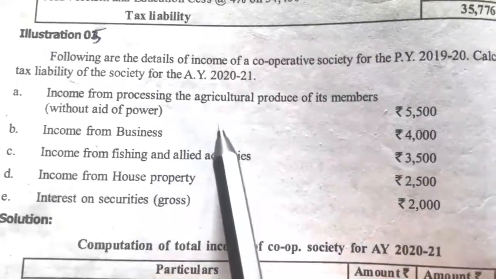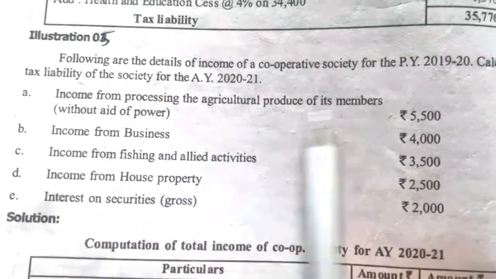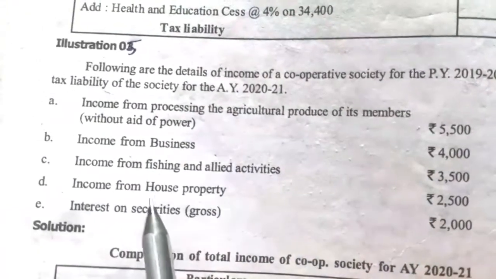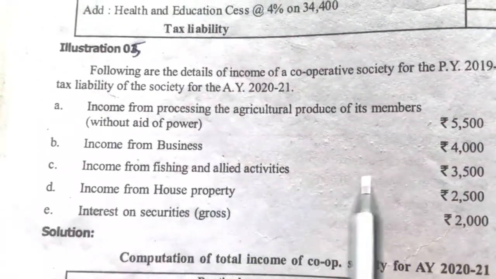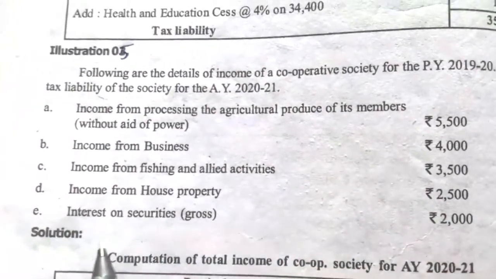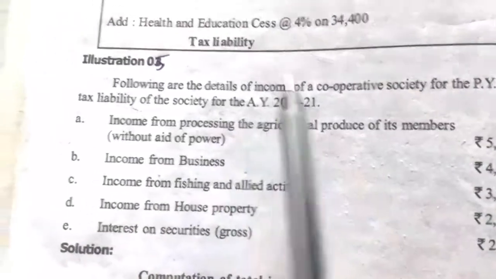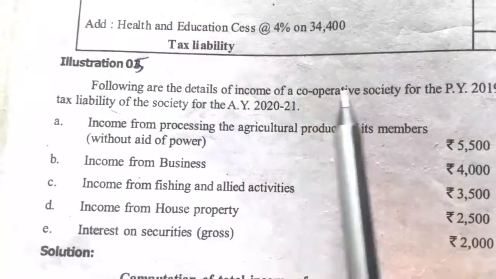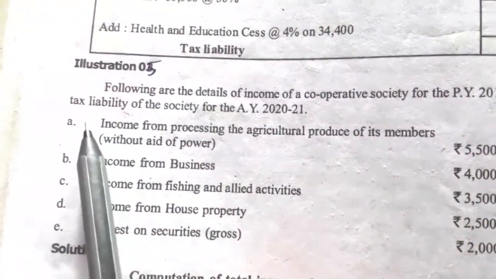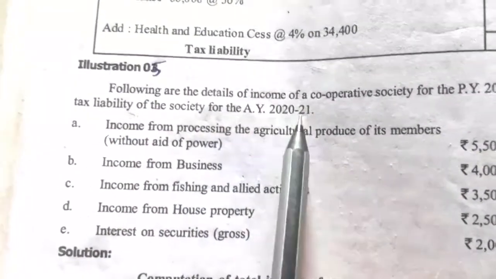Under that, income from processing the agricultural produce of its members without aid of power is rupees 5,500, income from business rupees 4,000, income from fishing and allied activities rupees 3,500, income from house property rupees 2,500, interest on securities gross value rupees 2,000. So with this information we have to compute the total income of a cooperative society, and also calculate the tax liability of the society for the assessment year 2020-21.